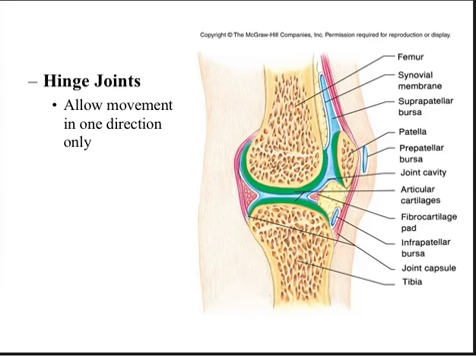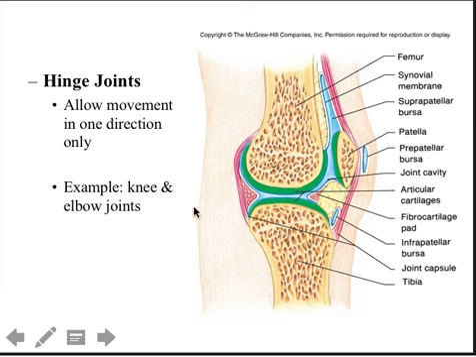Hinge joints allow movement in one direction only. Examples include the knee and the elbow joint. The knee joint is pictured here. You can see the distal head of the femur articulating with the proximal head of the tibia, and then inside the joint you can see the synovial fluid.